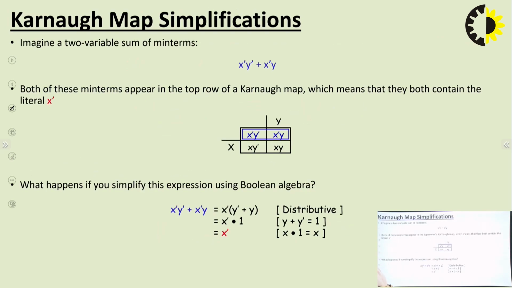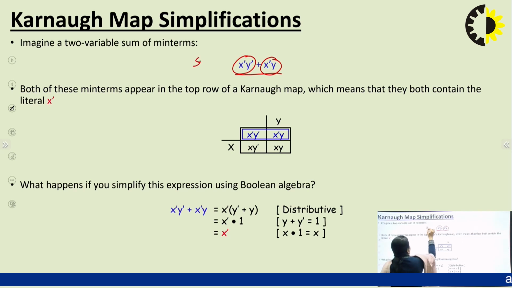Now see, imagine a two variable sum of minterms. So this is a two variable sum of minterms. This is minterm 1, this is minterm 2, and we have the sum of these minterms. So this is the sum of products, that is SOP form. Now both these minterms appear in a row, this row in the K map, which means they both contain the literal x dash. Both have the literal x dash.